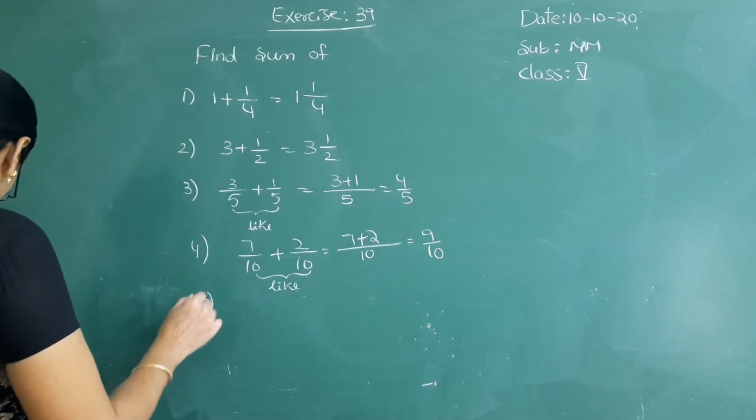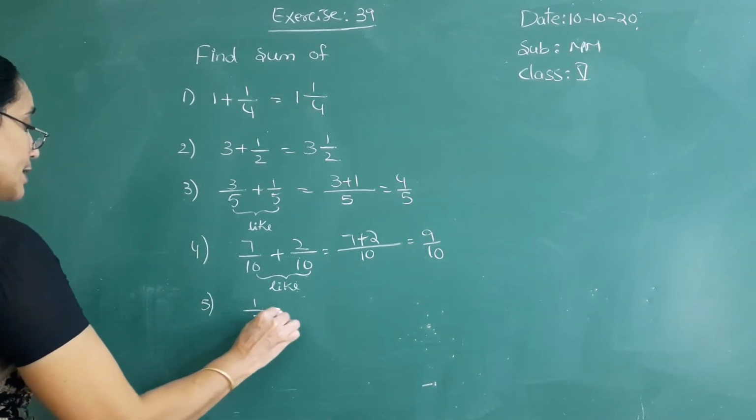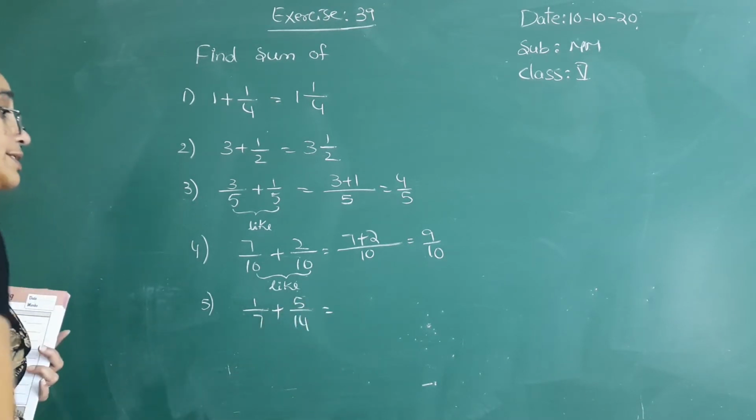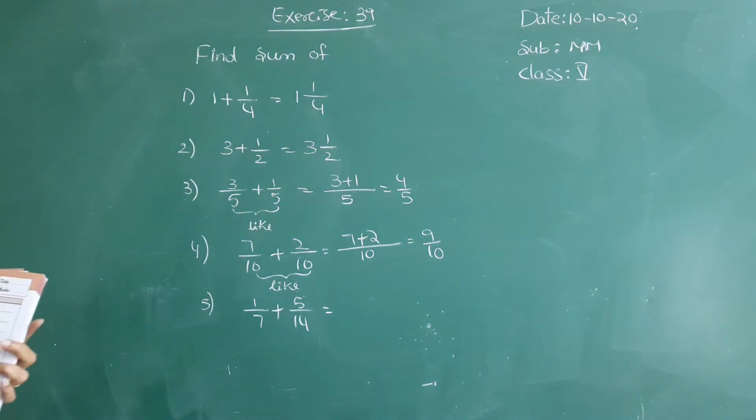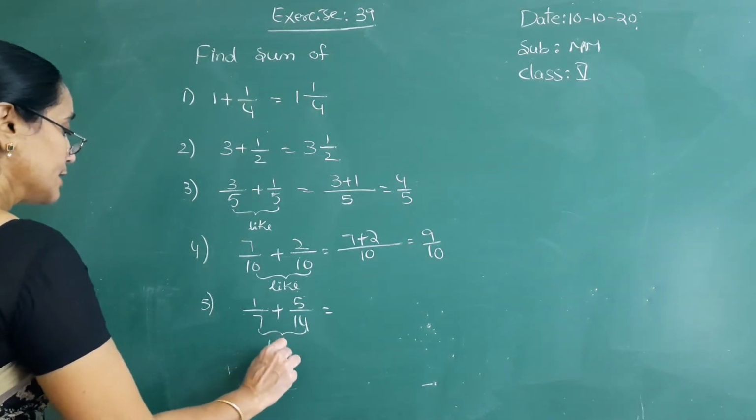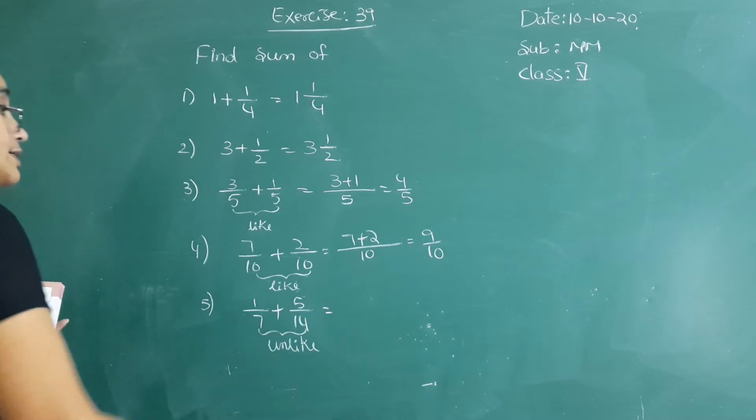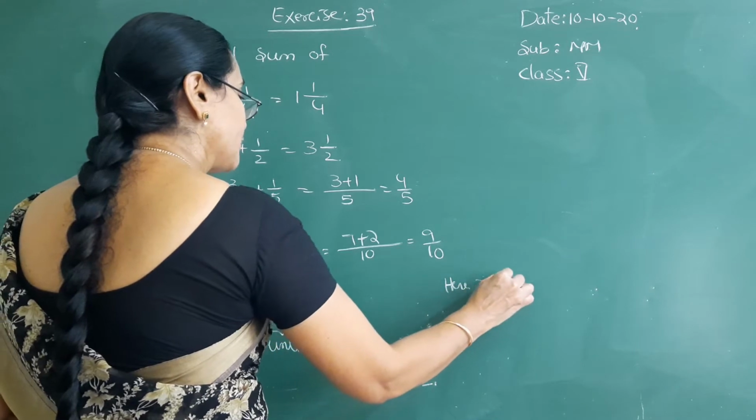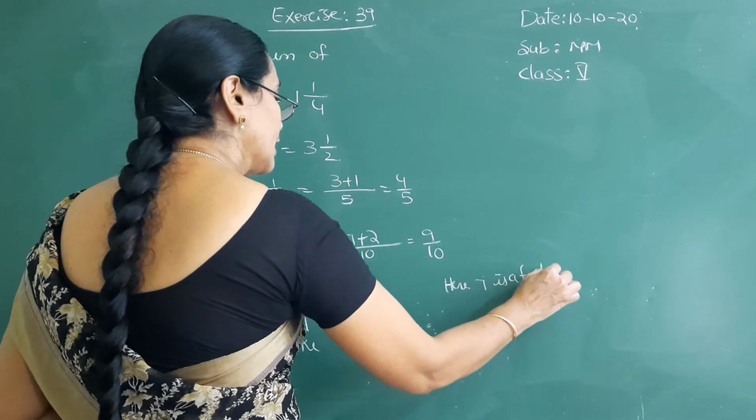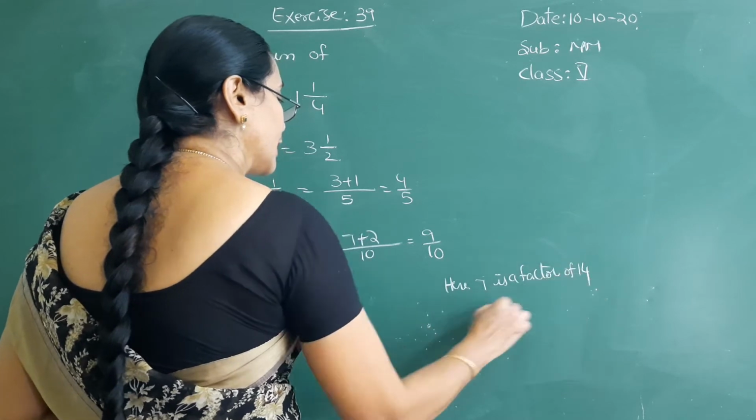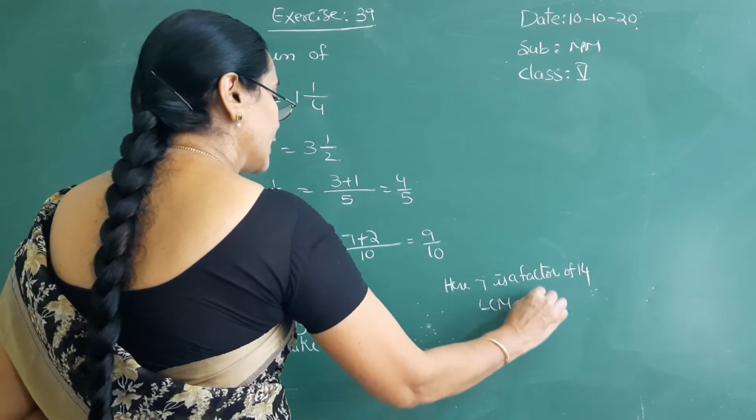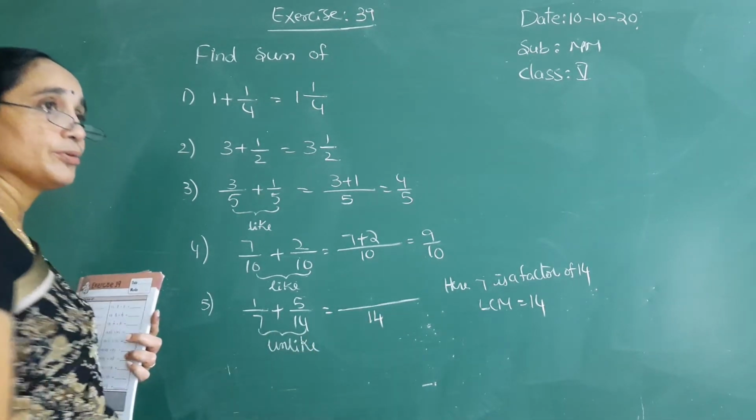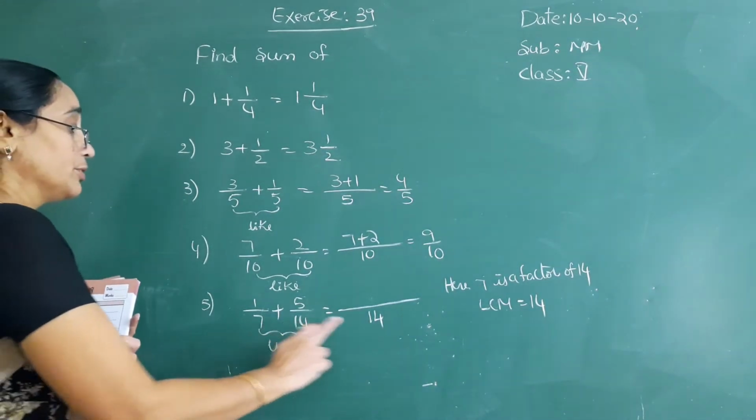See the fifth problem. 1 by 7 plus 5 by 14. Here these two are unlike fractions. In the case of unlike fractions, we have to find the LCM. Here 7 is a factor of 14, so the LCM is equal to 14. Write down the LCM as the denominator. And how many times does 7 go in 14? You have to observe. It will go 2 times.